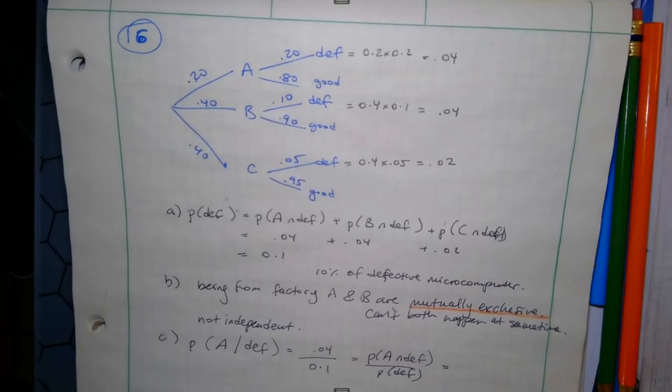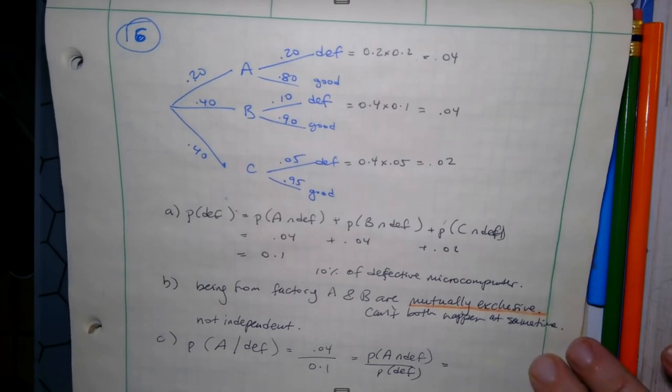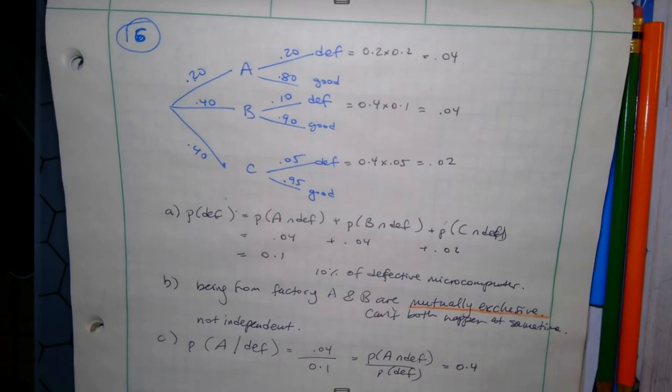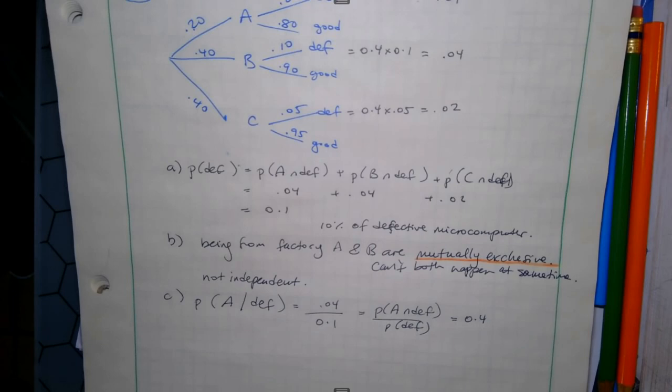Okay, so 40% chance that if something is defective, it came from A. And that's it for that one.